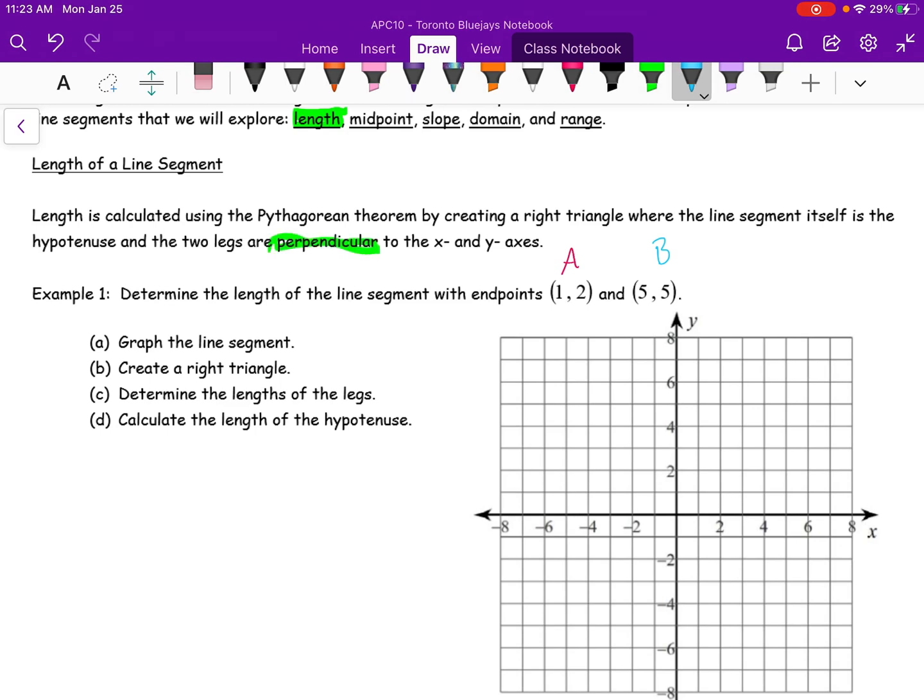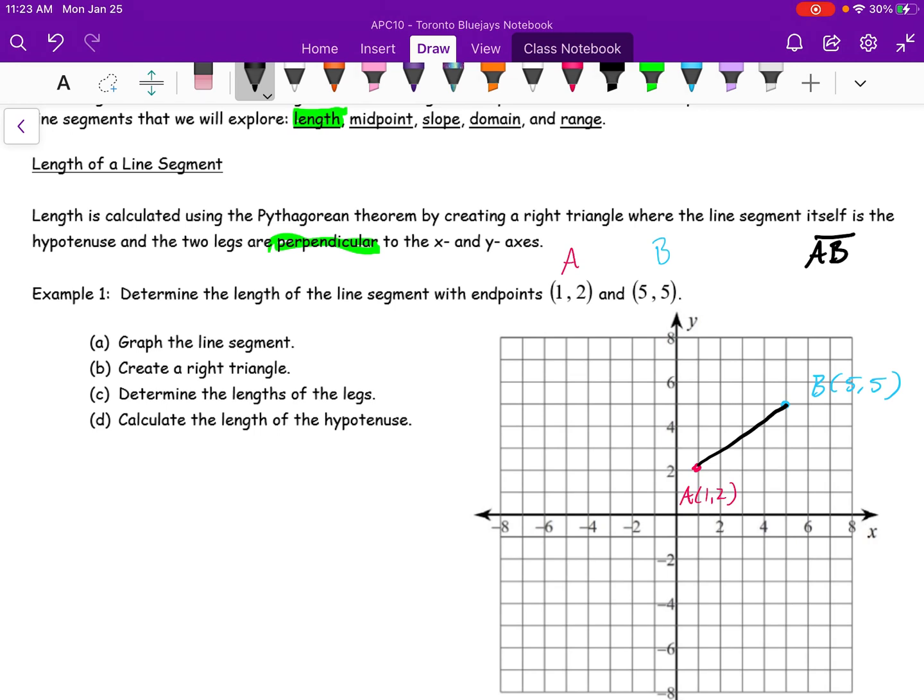Let's get started. So I'm going to call the first point A, and A is going to be right here. A is going to have coordinates 1, 2. B will be here. B is going to have coordinates 5, 5. My line segment AB goes from A to B, and sometimes it's written as line segment AB.